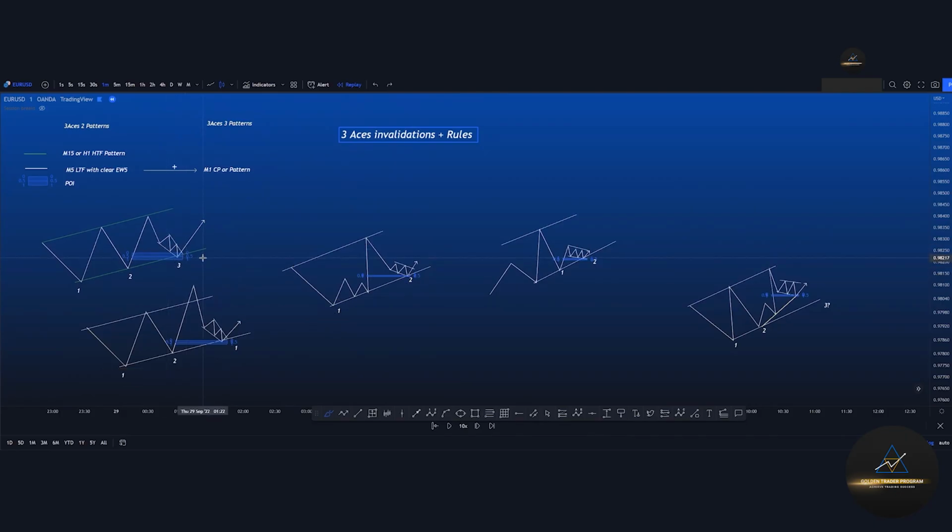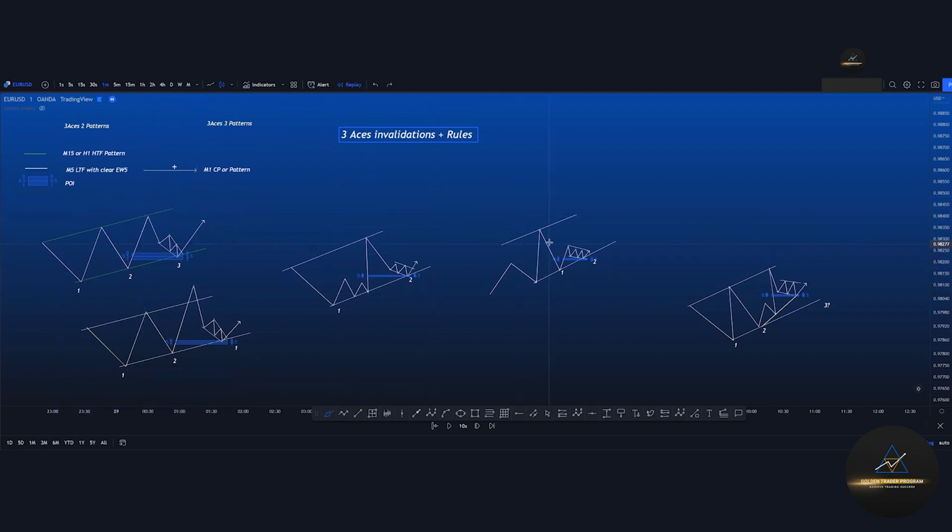This is the very basic high probability setup. Now, yes, you may find a free aces at number two, and yes, it may play out, right? But it's not the original valid free aces that has a high probability success rate. So this is the one you should always be looking at, right?